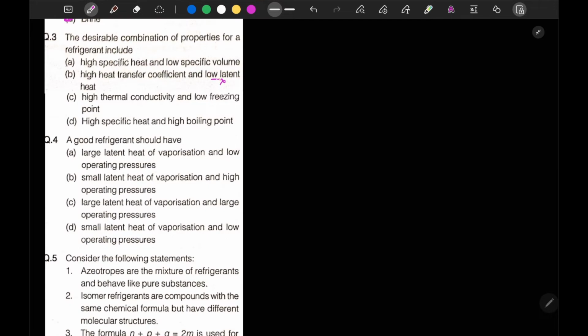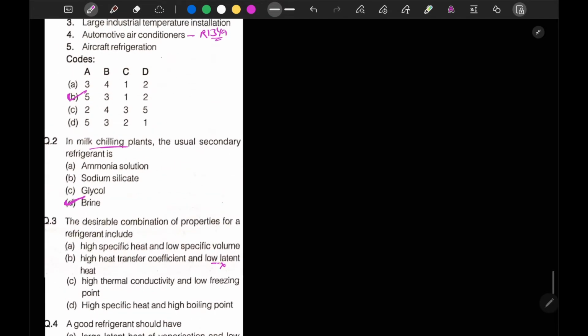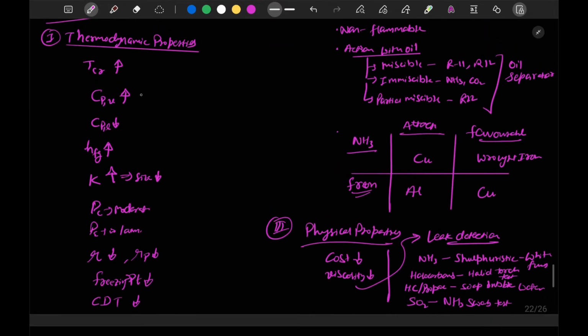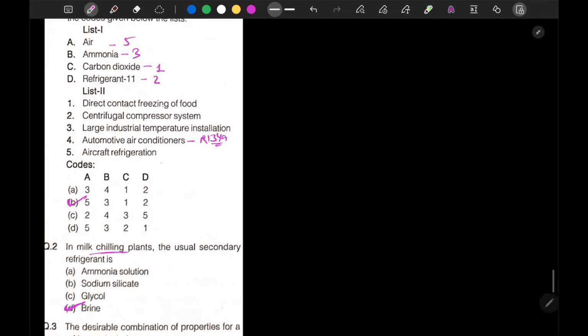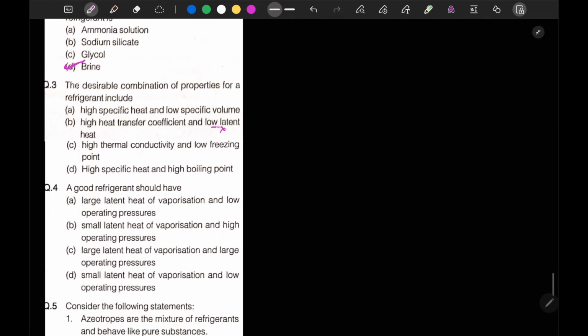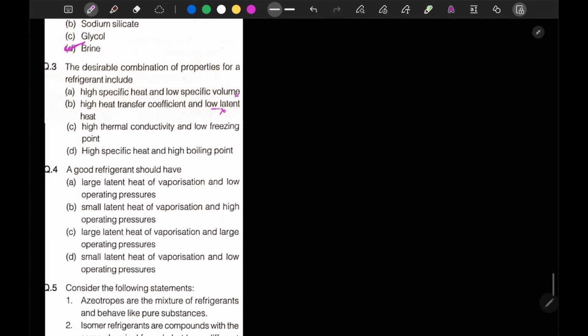If we talk about high specific heat, specific heat belongs to two types, that of vapor and that of liquid. For vapor it should be high, for liquid it should be low. Okay, like I have mentioned here, for vapor it should be high, for liquid it should be low, but it is mentioned only high, so it is incorrect. First option incorrect. High thermal conductivity and low freezing point.